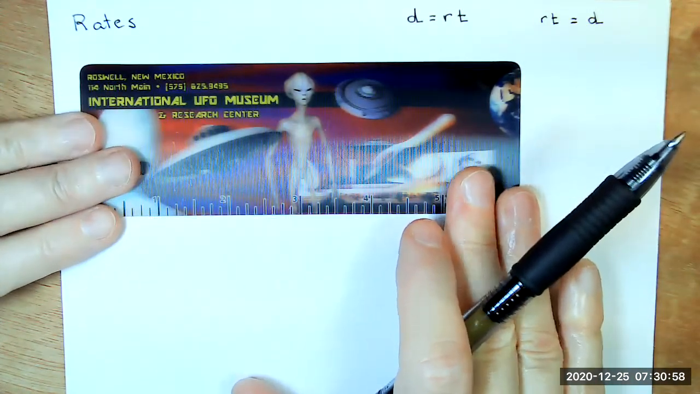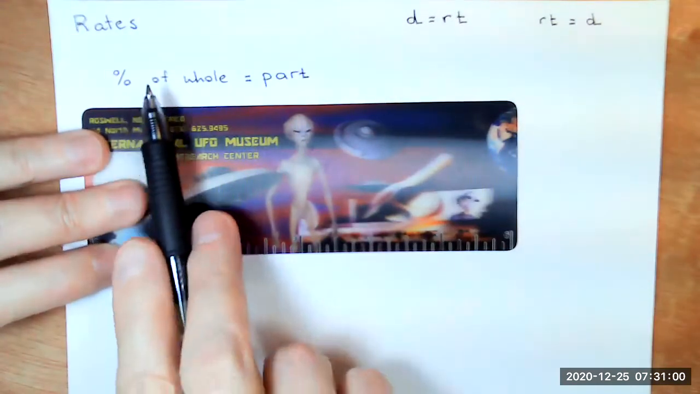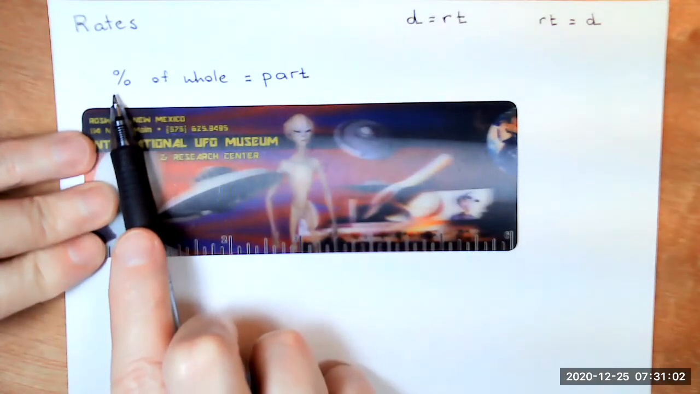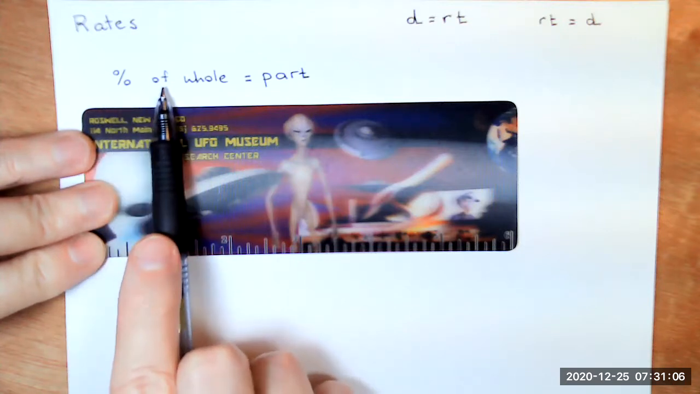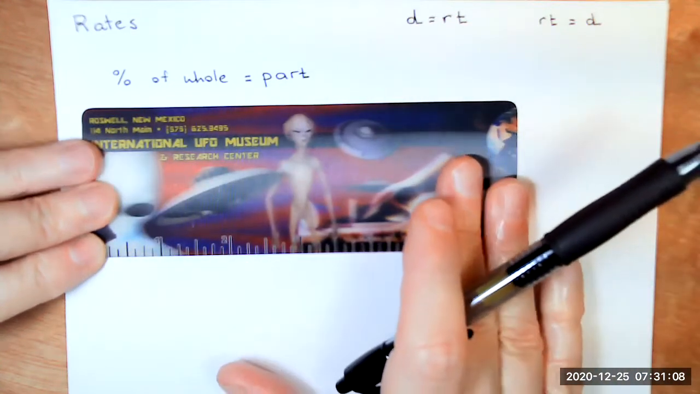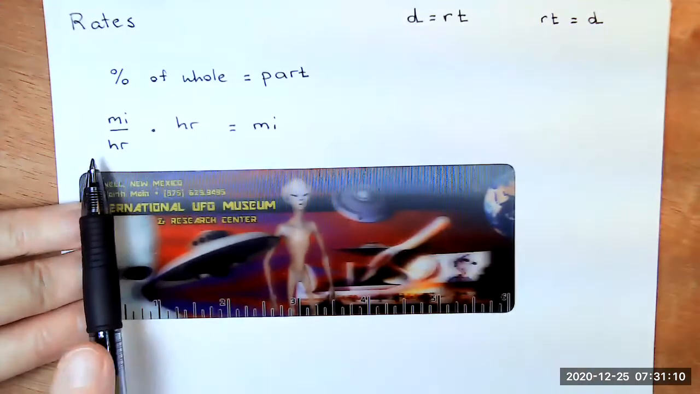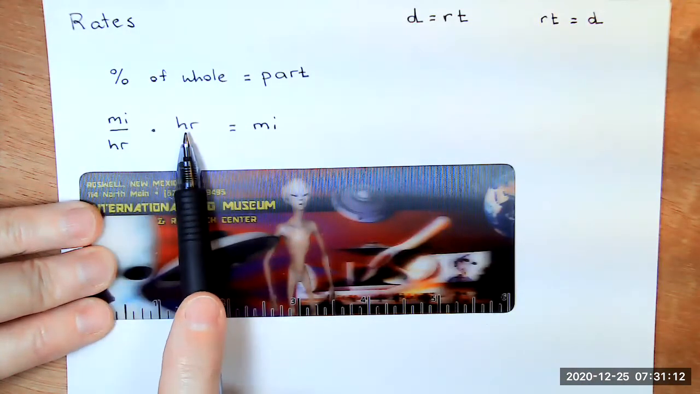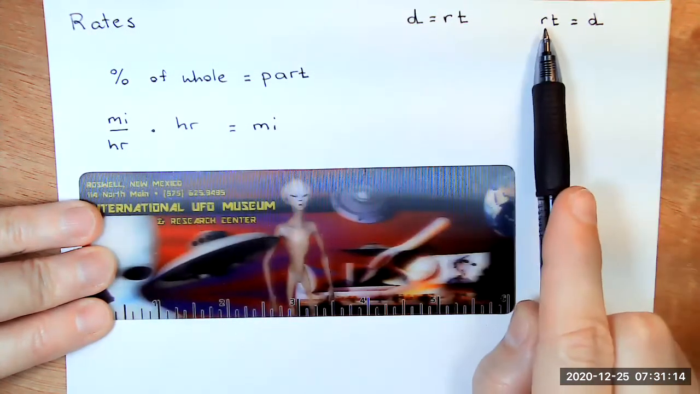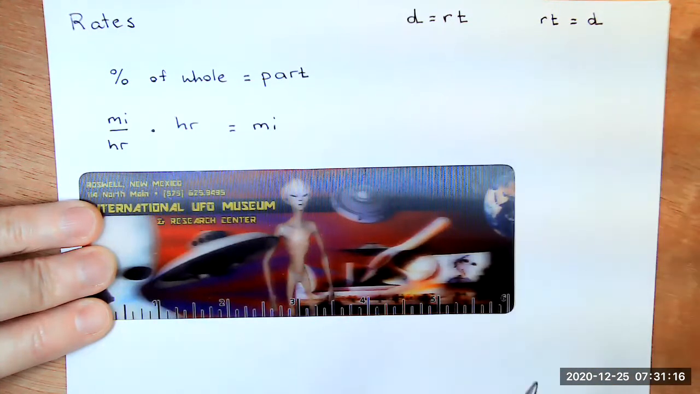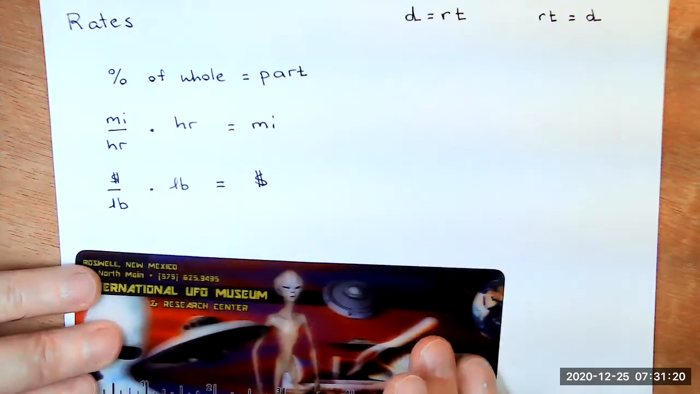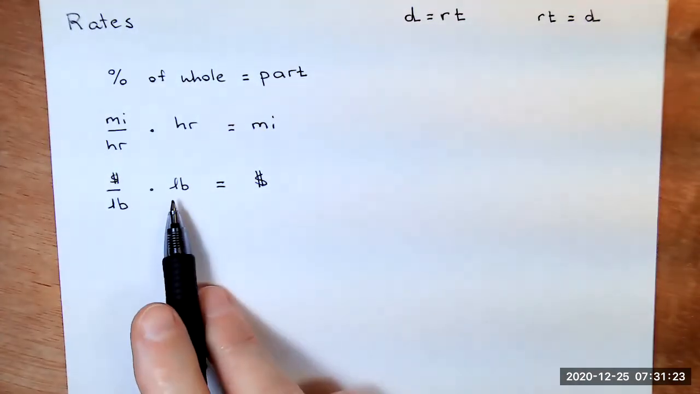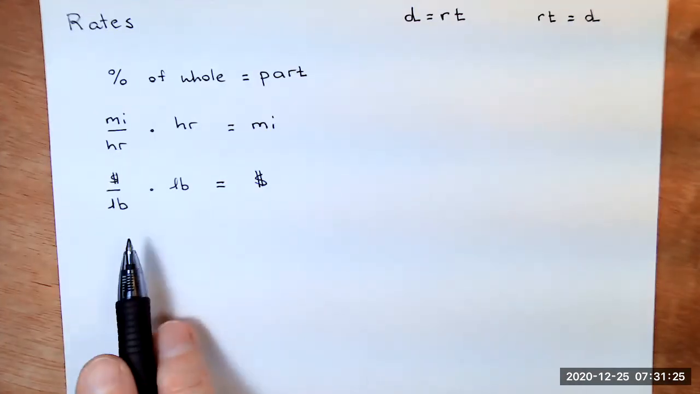Now, the one we just did, the percent, is actually a rate problem because a percent is another way of writing a rate. So percent of whole equals part, or miles per hour times hours is equal to miles. That's rate times time equals distance. But there are many other types of rates, like dollars per pound times pounds equals dollars.